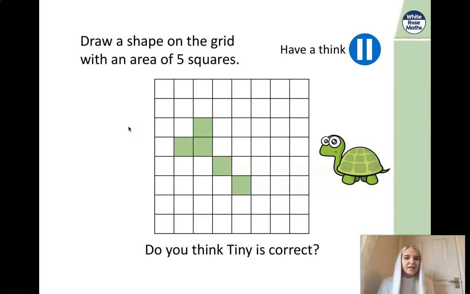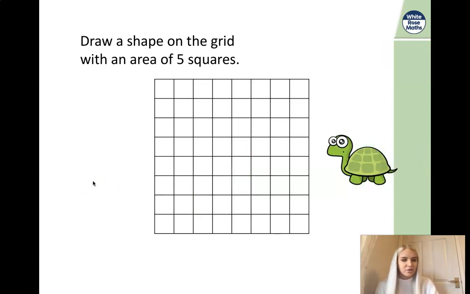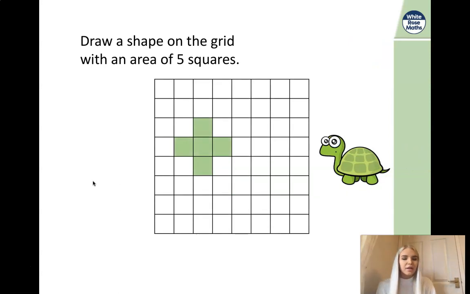Oh, some of you saying he is correct, some of you saying he's not correct. Well, Tiny is not correct because although the corners of these squares are touching, that is not enough to make it a shape. A shape in this circumstance is where the sides are touching. So this is not a correct shape with an area of 5 squares either. He has had one last try and he asks you, Year 4, am I correct now?